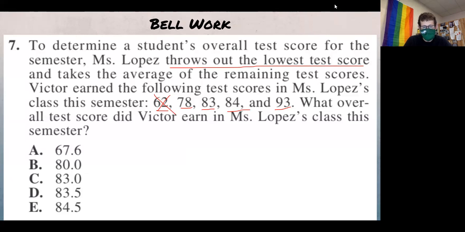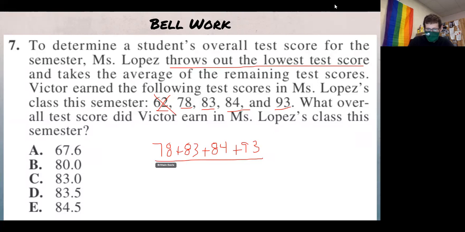And now we want to average the remaining ones. So we're only averaging 4 scores, not 5. So 78 plus 83 plus 84 plus 93. That's the total number of points earned on the 4 tests. Now we want to divide by the 4 tests taken, the number of data points, so that we can figure out on average how many points Victor earned. And once we do that, I'm not going to redo the math, the answer here is 84.5.